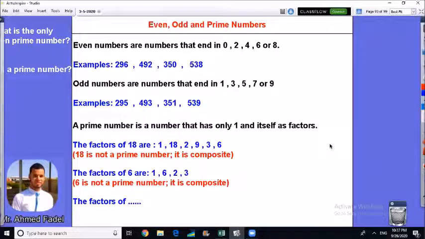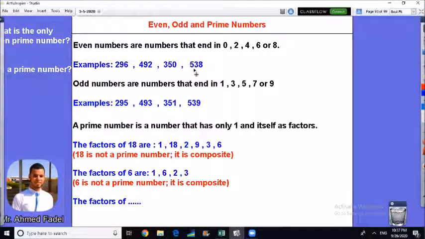Even numbers are numbers that end in 0, 2, 4, 6, or 8. So any number in the world that ends with 0, 2, 4, 6, or 8 is called an even number. We have here some examples like 296. Yeah, it ends with a 6. It is an even number. 492 ends with a 2. It is an even number. 350 ends with a 0. It is an even number.